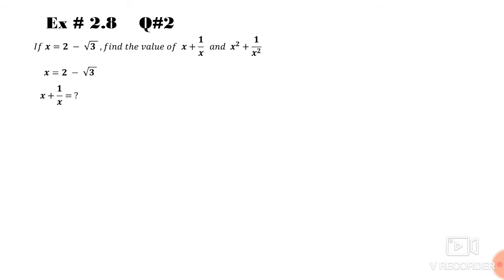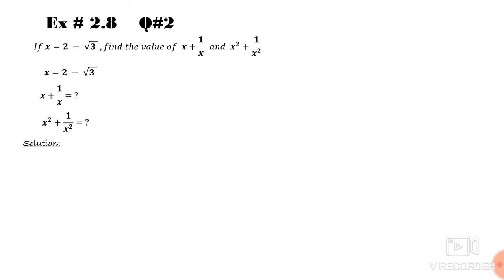Now question number 2, exercise 2.8, question number 2. The question is, if x is equals to minus root 3, find the value of x plus 1 upon x and x square plus 1 upon x square. First of all, write the given and then write the expressions which you have to find out. This will be called our data.